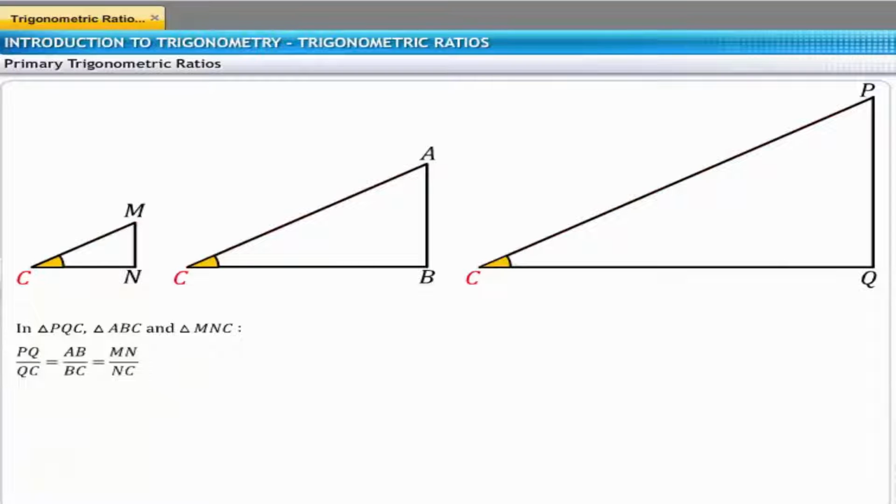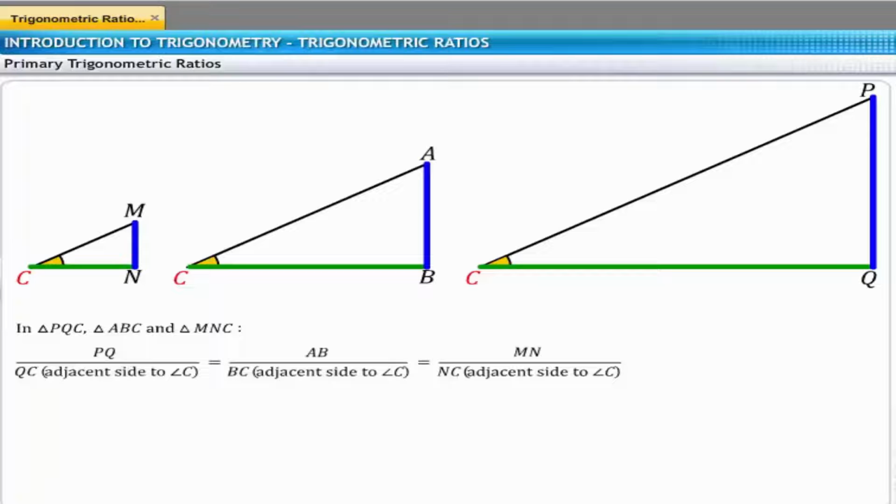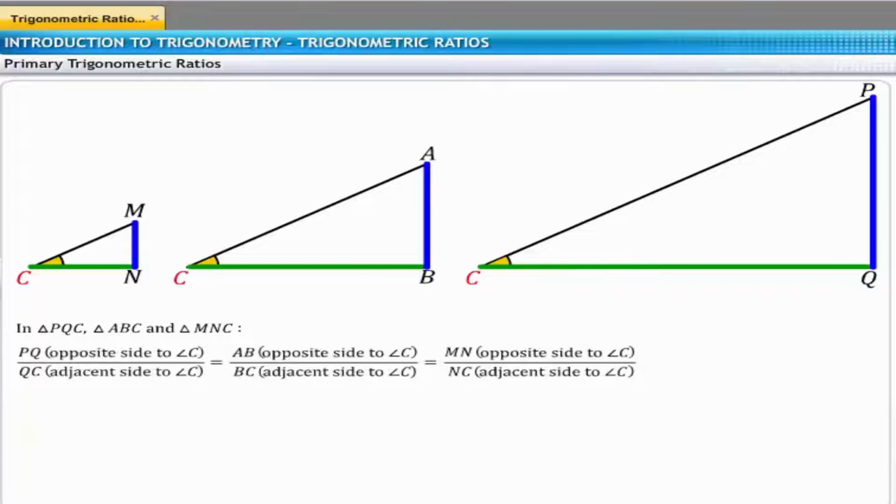Similarly, for triangles PQC, ABC, and MNC, the ratio of sides opposite to angle C and sides adjacent to angle C is constant. This constant ratio is named as the tangent of angle C. The tangent of angle C is written as tan C.